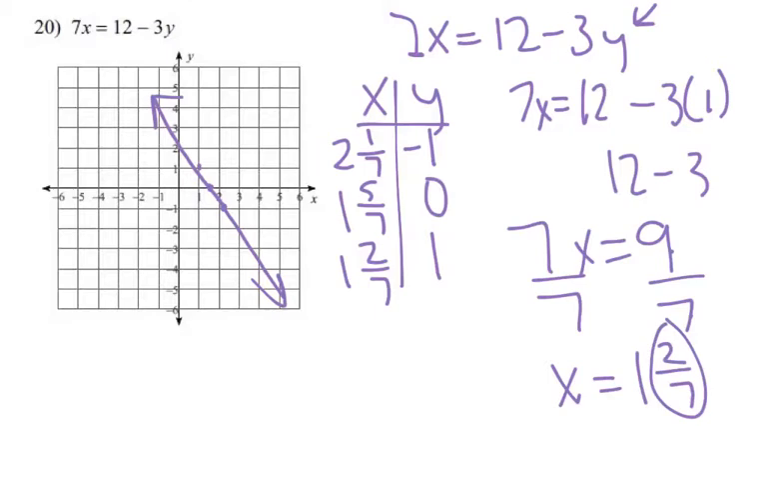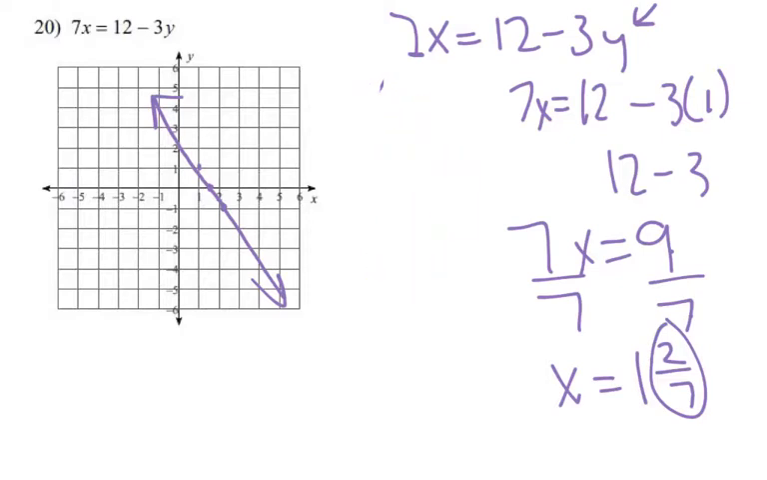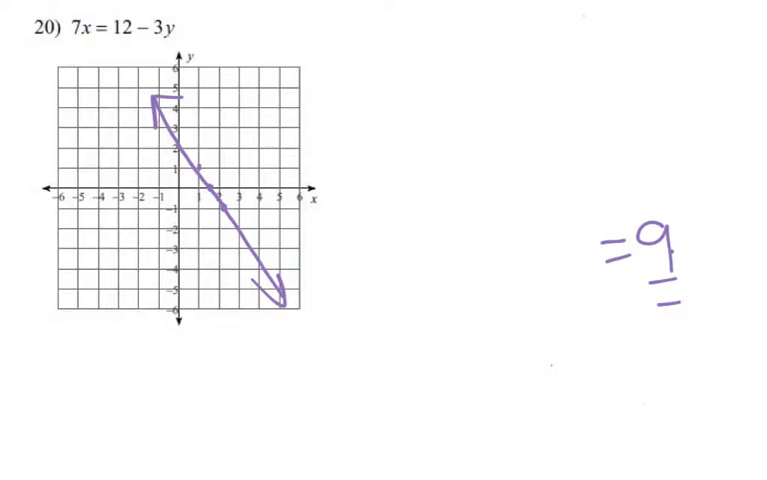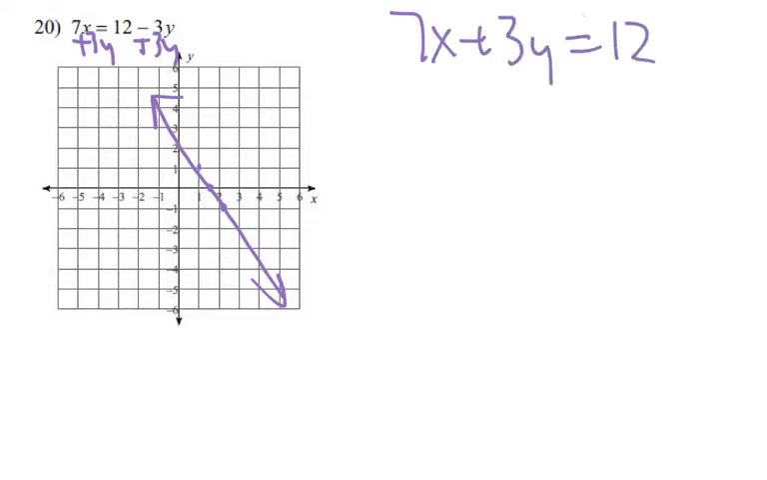Okay, that works. Now, is it the best route to go? Probably not. Sometimes tables are harder to do, and it's probably because we could have picked better numbers and we would have got the same graph. Honestly, probably a better idea here would be to add 3y to both sides, and you get 7x plus 3y equals 12. Then you could do the x and y intercepts. Or you could have tried to get y by itself.